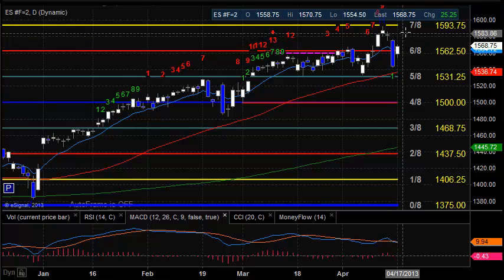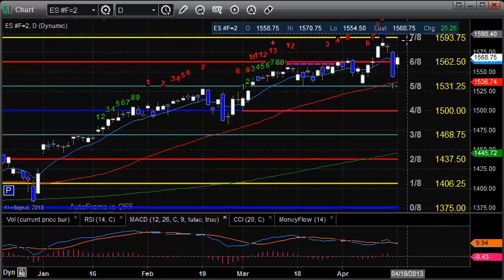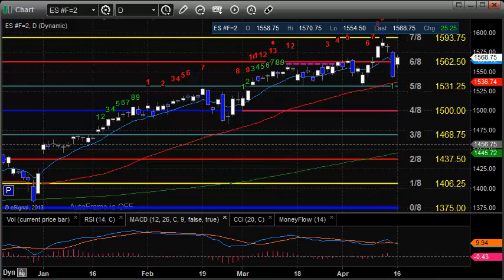Also keep in mind that we do have the overhead gap up here from the previous session, and then we've got one from Thursday as well. So Thursday to Friday we gap down, and then Friday to Monday we gap down. So there's two gaps above to keep your eye on.